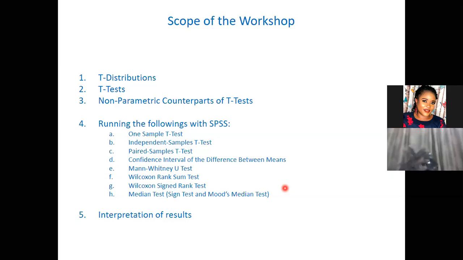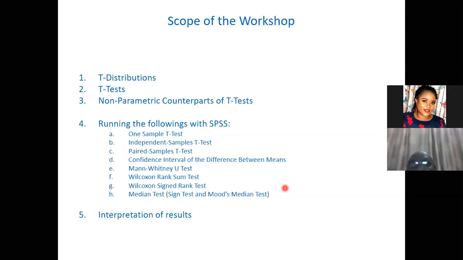Then the t-test to test t-distribution. The distribution is the t, that is, the pattern of occurrence of the values of the statistic, and how to calculate the statistic or use the statistic to test difference between two means. That is the t-test. And then the non-parametric counterpart, in the sense that in a situation where you cannot use the t-test, the non-parametric counterpart can be used.